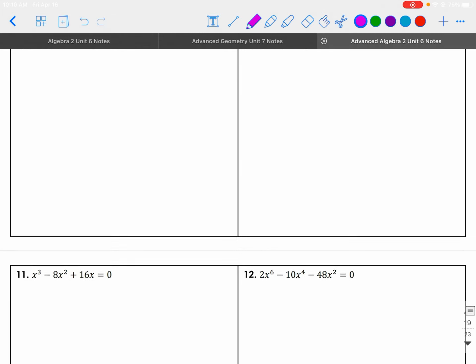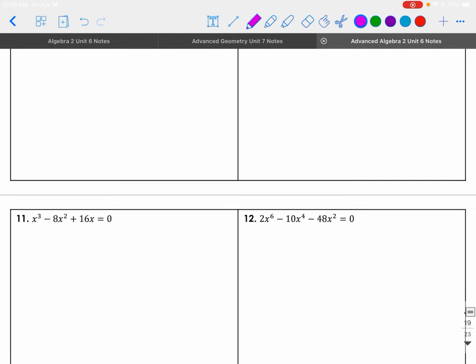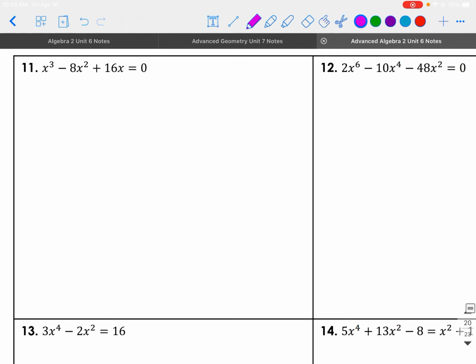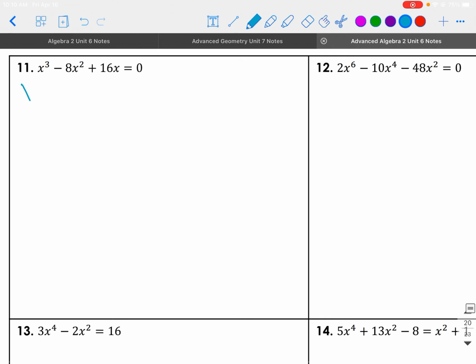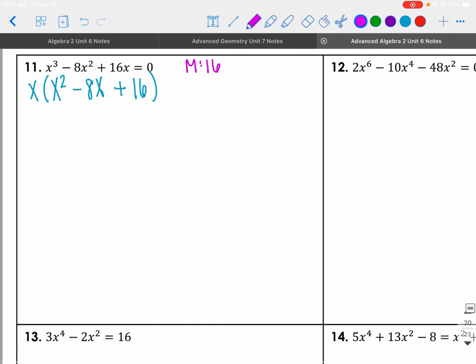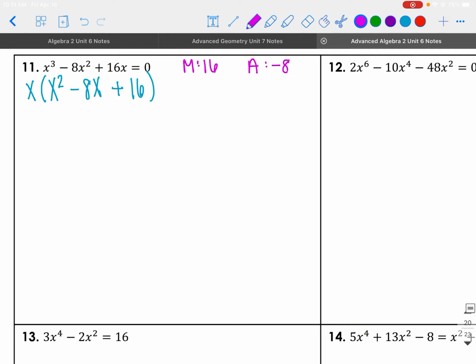Let's do a couple more. Let's just skip down to number 11. I'm just going to skip around and do some different types here. So this one has a GCF of x. That leaves me with x squared minus 8x plus 16. And here we have a trinomial. So we're going to see if we can factor this. What multiplies to be 16 but adds to be negative 8?